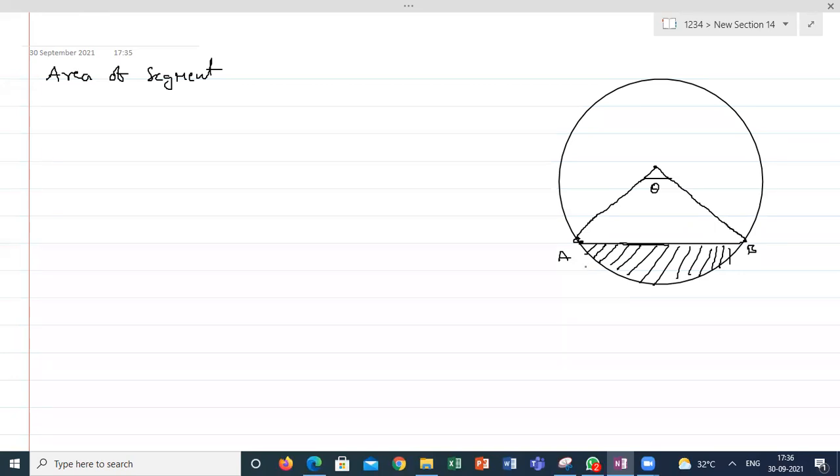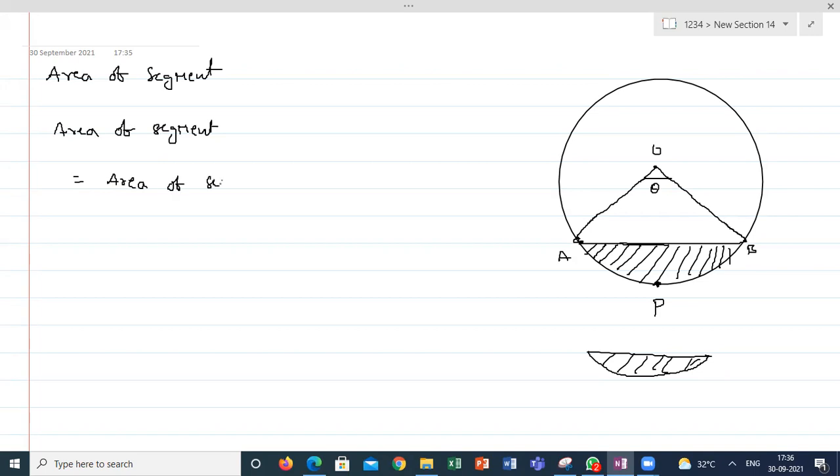To understand this, I am giving the naming for this. Center is O and this is P. So my segment is ABP. This is only the segment. How to calculate the area of the segment here? The area of the minor segment is the area of sector OAPB minus the area of triangle OAB.